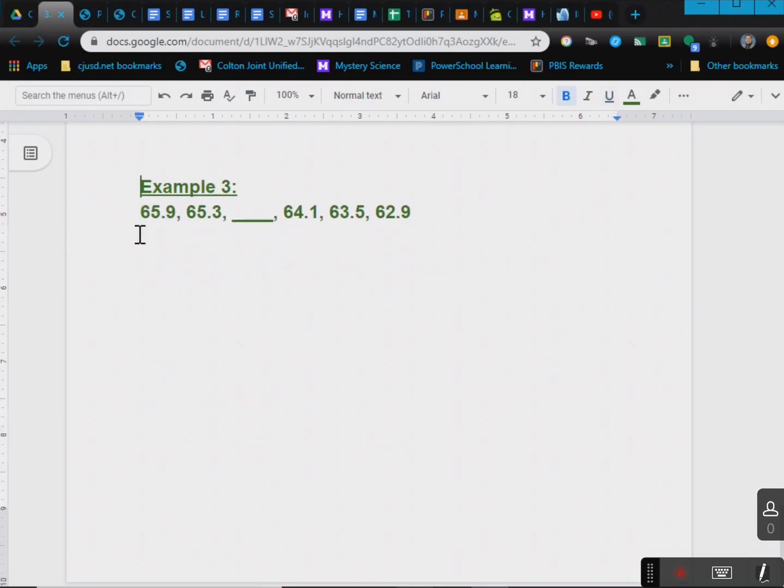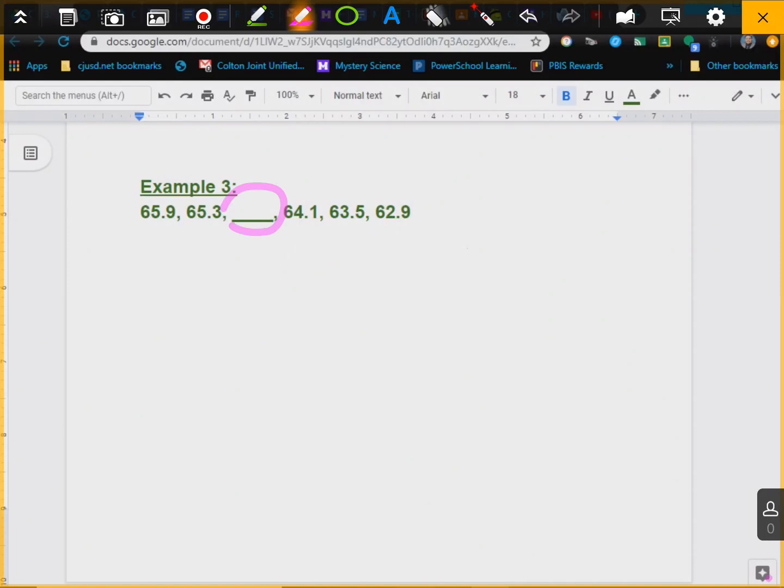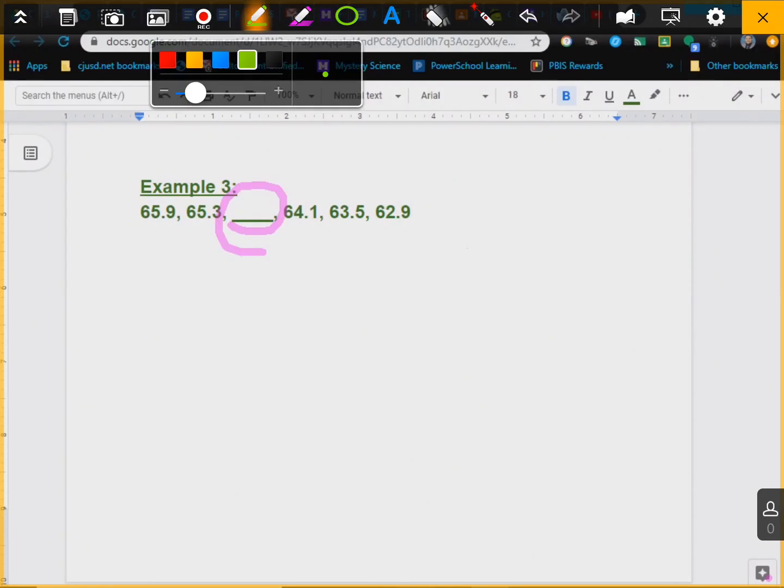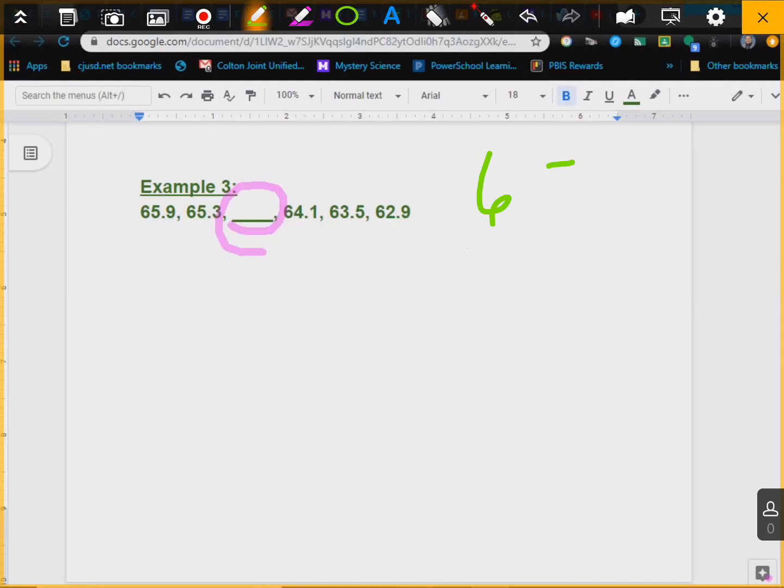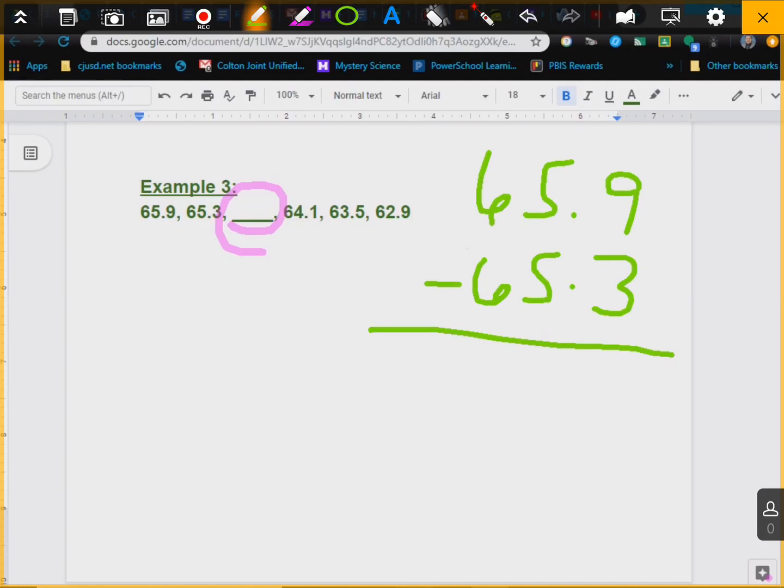Let's do the third and final example. They give us numbers again. They're not asking for a pattern here; they're just asking what the unknown term is. But if you find the unknown term, you obviously know what the pattern is. So let's find the unknown term. Let's see, is it going up or down? Well, it went from 65.9 to 65.3, and after this unknown term, it goes from 64.1 to 63.5, so we know it's going down. So let's take 65.9 and subtract 65.3 to see how much it is going down by.